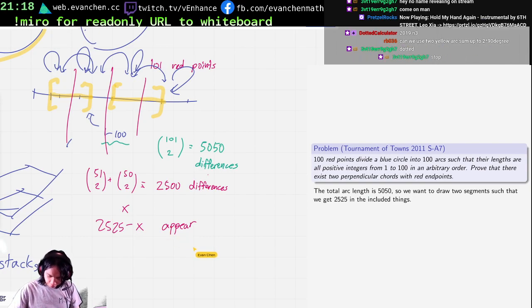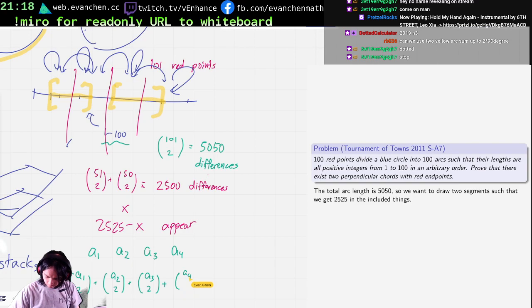Okay, so I have 4 numbers, A1, A2 through A4. And I'm looking at what? A1 choose 2, plus A2 choose 2, plus A3 choose 2, plus A4 choose 2, plus A1 A2, plus A2 A3. Although I'm still not totally sure what I'm trying to do with this.